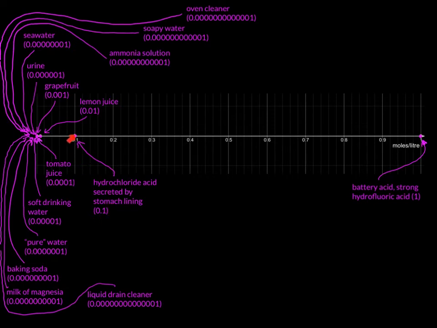And so that goes right there. The next one is going to be lemon juice at 0.01. Well, that's 1/10 of the way there. And then you got your grapefruit juice at 0.001 right there. You got tomato juice, 0.0001. And if you can see, all these soft drinks, water, urine, seawater, all these different things, all are squeezed into here. Now remember, each one is 1/10 of the one before.